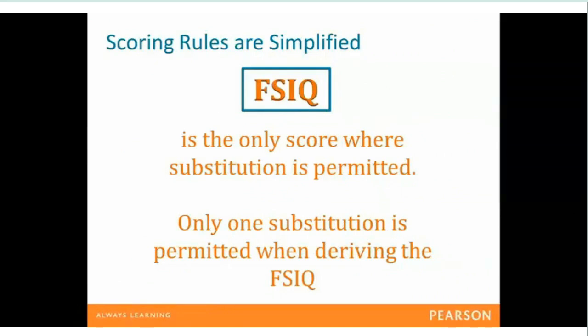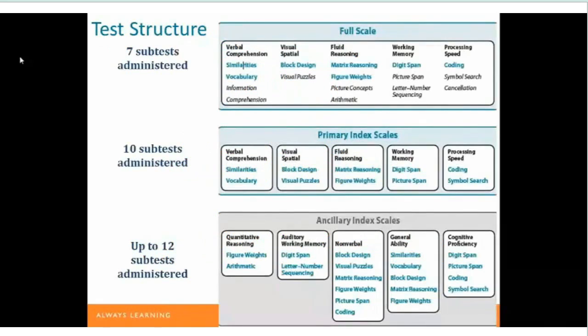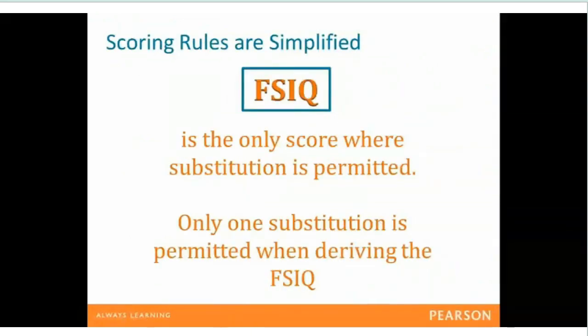Some of the scoring rules have been simplified. The full-scale IQ is the only score where a substitution is permitted. Only one substitution is permitted when deriving the full-scale IQ. So for example, the full-scale IQ can be calculated using a substitution, like visual puzzles, for a spoiled primary subtest, like block design. However, at the other levels, like the primary and ancillary index levels, there are no available substitutions.